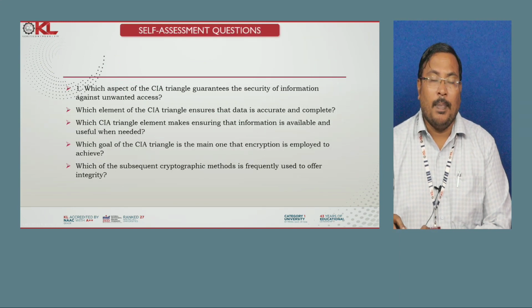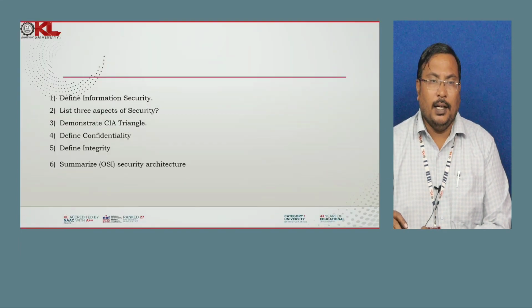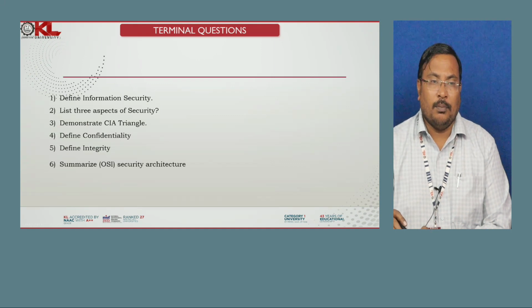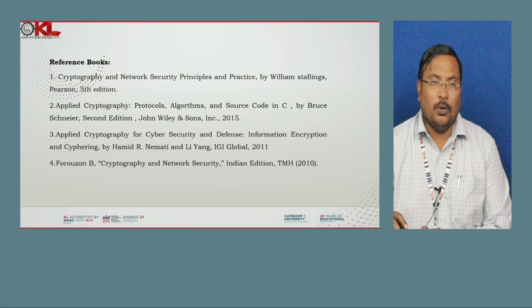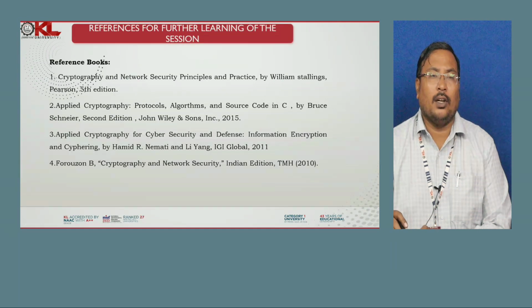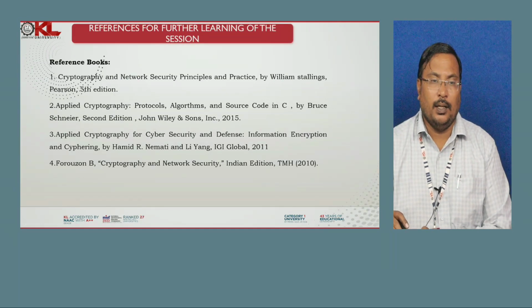So these are some self-assessment questions, and these are some terminal questions. Define information security, list three aspects of security, demonstrate the CIA triangle, define confidentiality, what is integrity, summarize the OSI security architecture. And these are the books I am going to refer to in order to prepare this section 1.